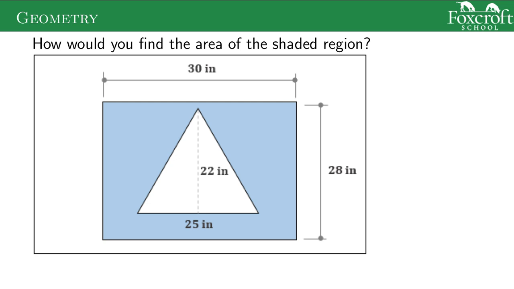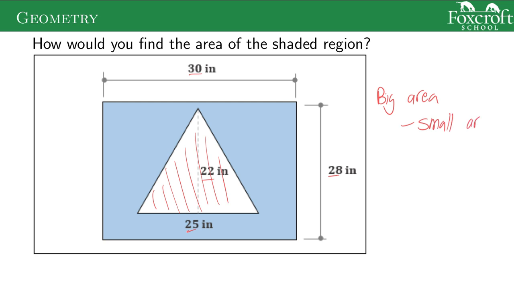Just going back to geometry, how would you find the area of the shaded region? Well, you can find the area of this big rectangle by just multiplying 30 by 28. You can find the area of the triangle by doing 1/2 base times height. And if you take the big area of the rectangle and subtract away the white part, you're going to get the blue part that you want. So you take the big area, subtract the small area, and you get the actual area that you want. And we're going to use the same kind of concept when we start doing these areas between curves.